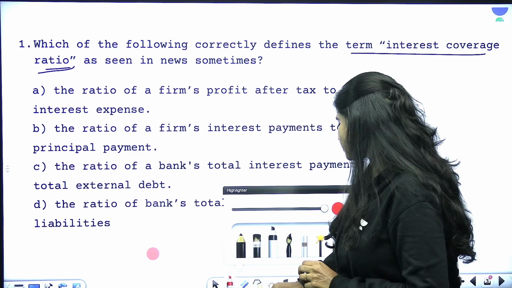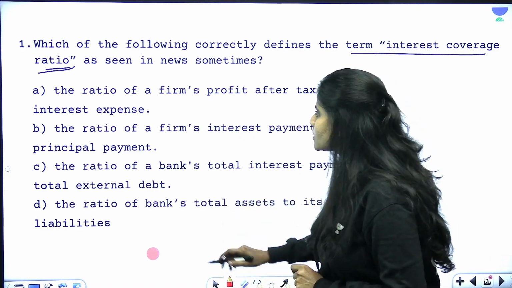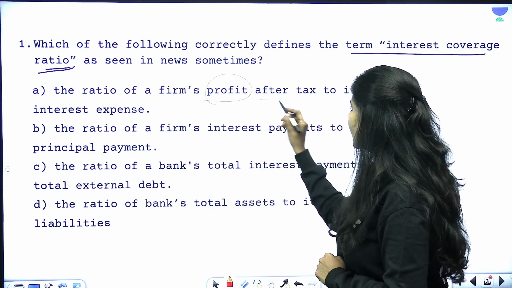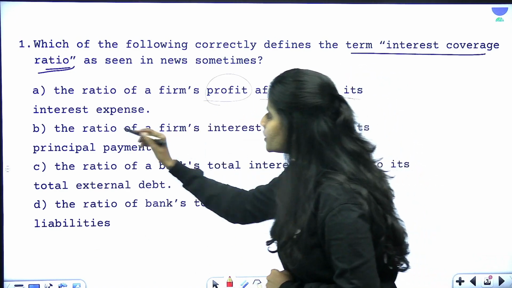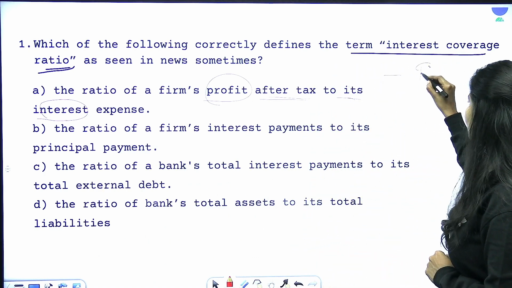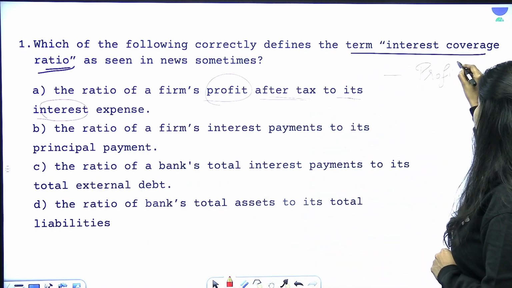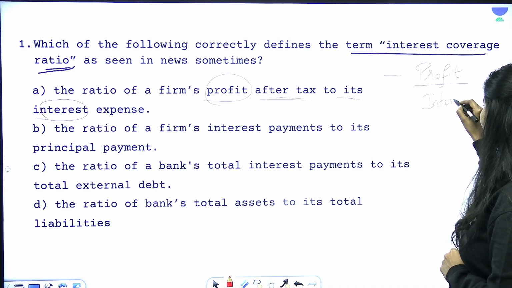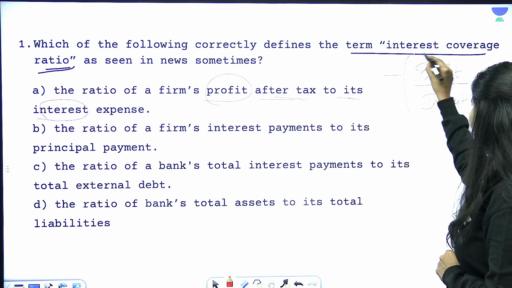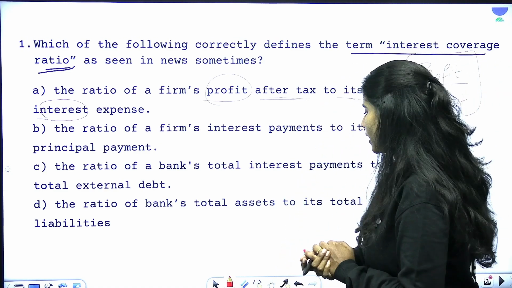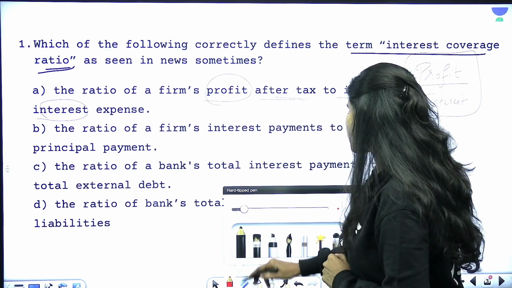Option 1 says it is the ratio of a firm's profit after tax to its interest expense. So according to option 1, it is the ratio of a company, that is the bank's profit, to its interest expense. How much amount of profit a bank has earned, and out of which how much amount of interest that it has to make. Now let's have a look at option B.